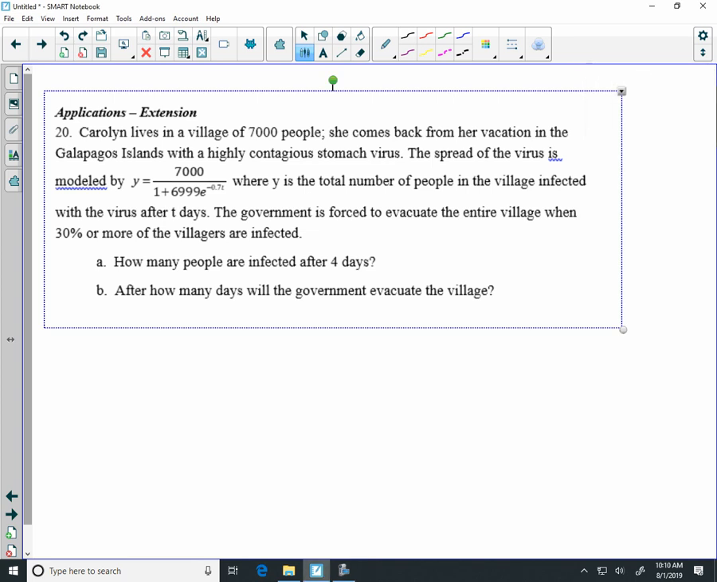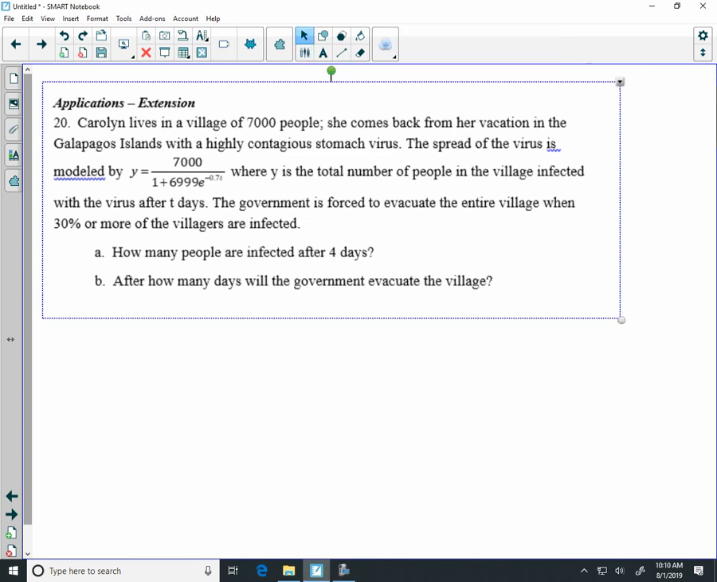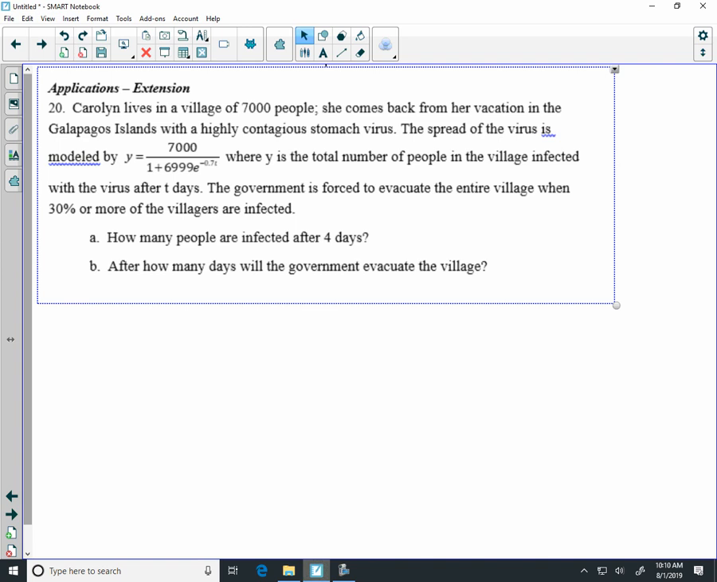All right, extension problems, applications. We have a village of 7,000 people, and Carolyn comes back from her vacation and has a highly contagious stomach virus. So she's going to get a lot of people sick. We're going to evaluate how that's going to work. The first thing we're going to do using this equation is see how many people she's going to get sick after 4 days.